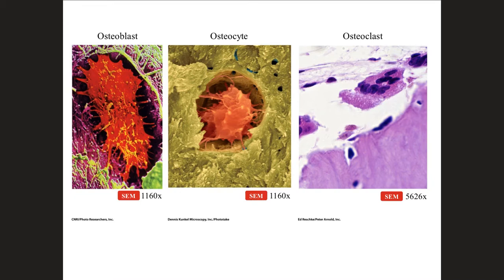So you can see the osteoblast in here, the osteocyte right here, deposited in the bone matrix. And then you can see the osteoclast here. Now this last picture, I believe, is misnamed because this does not look like a scanning electron micrograph as you see in the other ones.